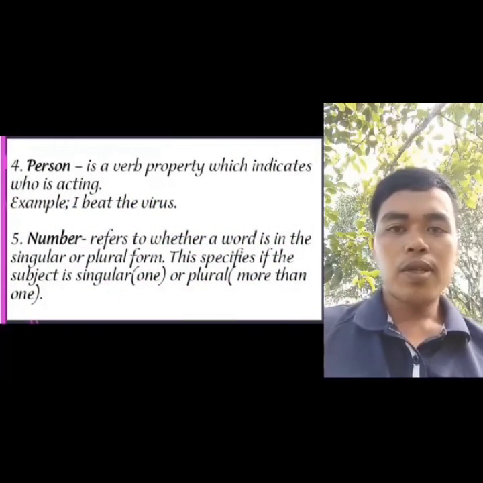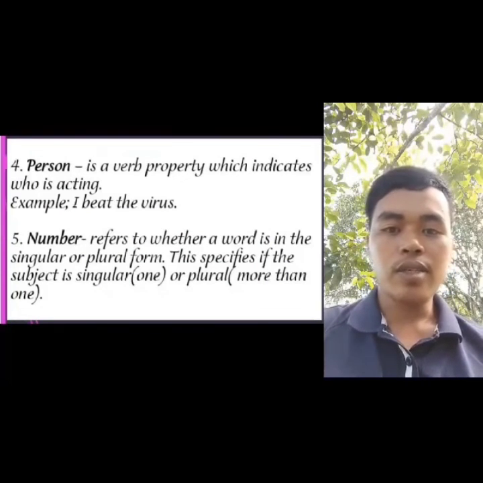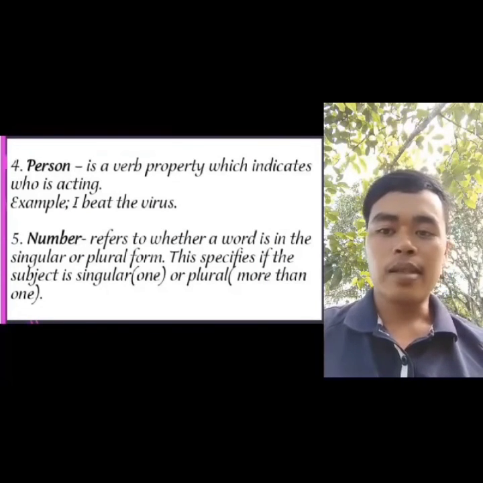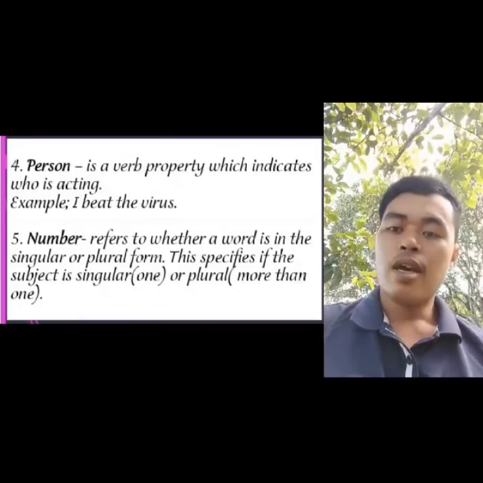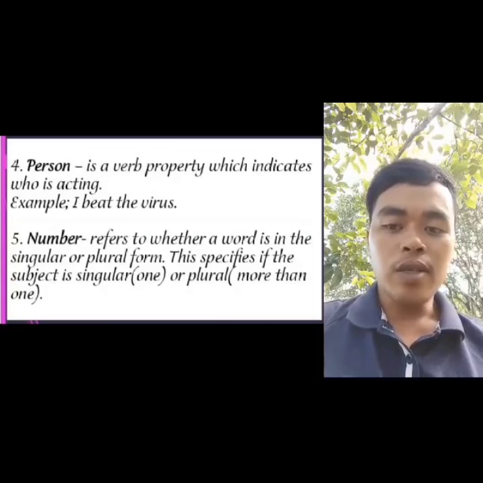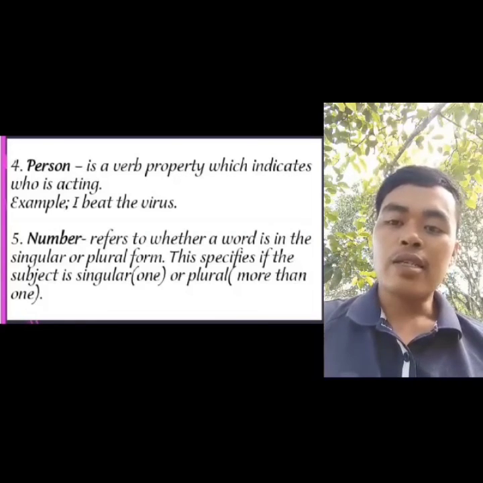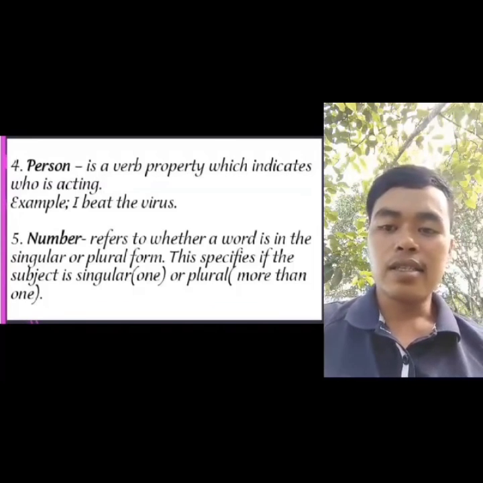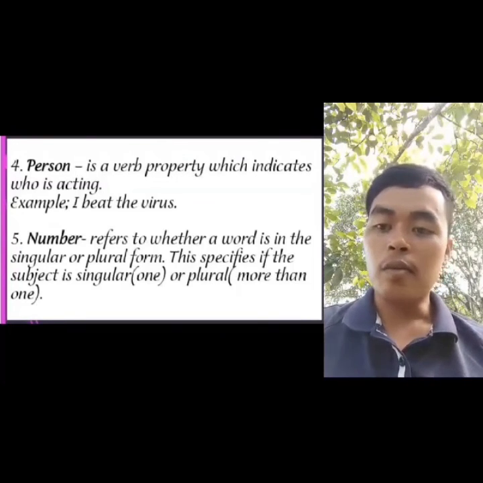Number 4. Person is a verb property which indicates who is acting. Example: I beat the virus. Number 5. Number refers to whether a word is in the singular or plural form. This specifies if the subject is singular, 1, or plural, more than 1.